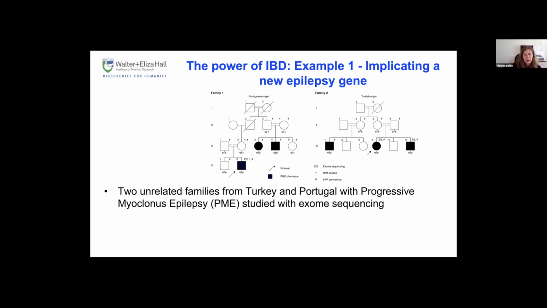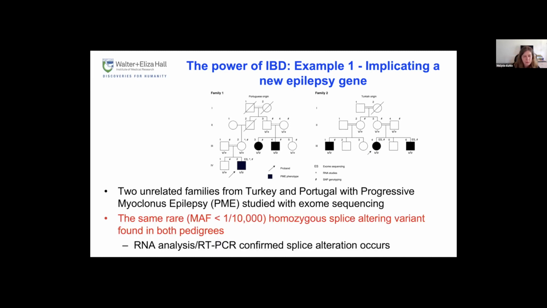Most PMEs are caused by recessive mutations, and a very promising recessive mutation was found, but it was in a novel epilepsy gene that had never been described before for epilepsy. And the variant looked very promising. It was ultra rare. It was a homozygous splice altering variant, and subsequent RNA analysis with RT-PCR confirmed that it was a splice altering variant. So it looked promising, but the gene, as I said, nothing known about it.